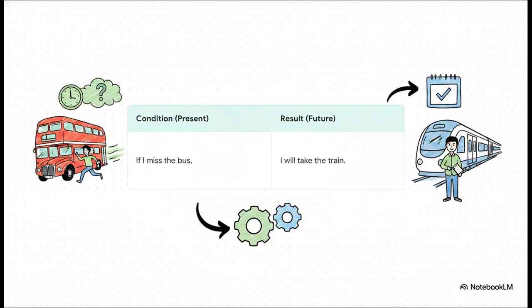The formula is basically a simple two-part puzzle. First, the condition starts with if and uses the present simple tense, like if I miss the bus. Second, the result uses the future simple tense. I will take the train. Condition plus result. It's super straightforward.